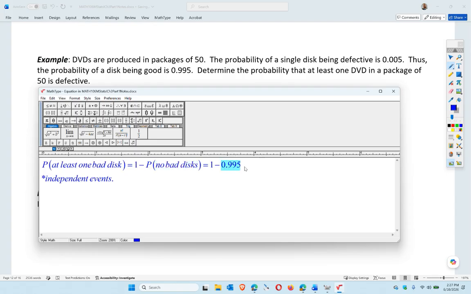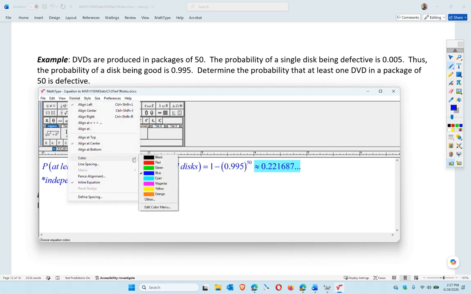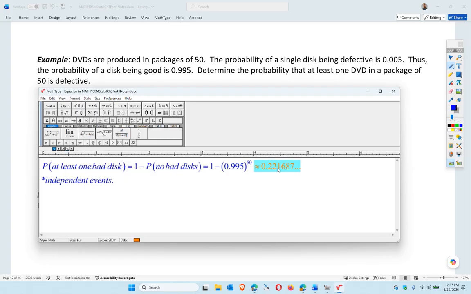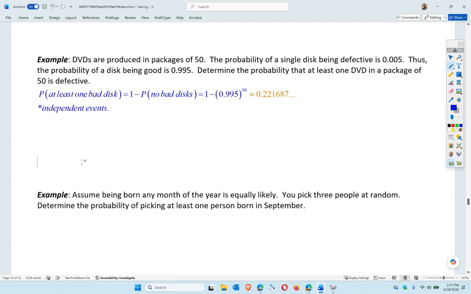So this, in parentheses, to the power of 50, right? I don't need to list this out 50 times because it's the same number every time, because they're independent. And if I plug this into the calculator, it's not going to work out nicely, which is fine. Just go out at least 4 decimal places. So 0.221687, right? Always go out at least 4 decimal places in probability, okay? Unless there are a lot of zeros, you might need to go farther, but that's generally pretty good.